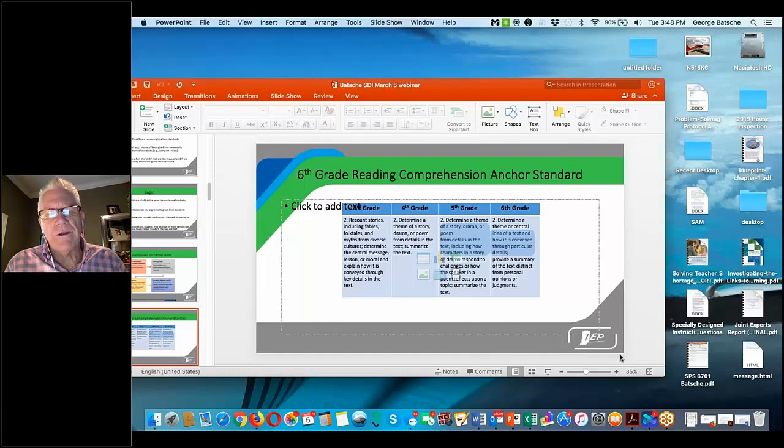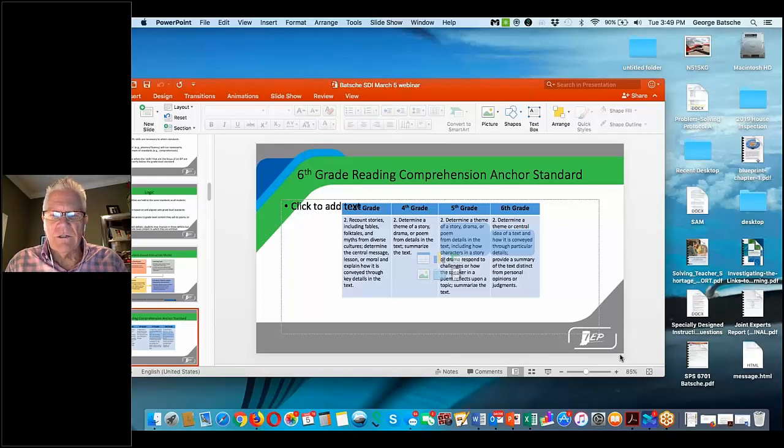I already gave you the example of a 6th grade student. I do want to point out one thing here. Well, you can look at any of these standards, but let's just look at 6th grade. And this is a comprehension anchor standard. Determine a theme or central idea of a text and how it is conveyed through particular details. Provide a summary of the text distinct from personal opinions or judgments.